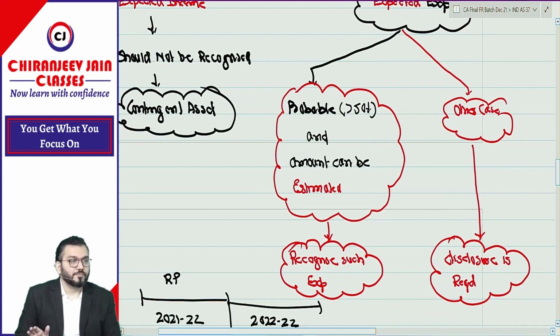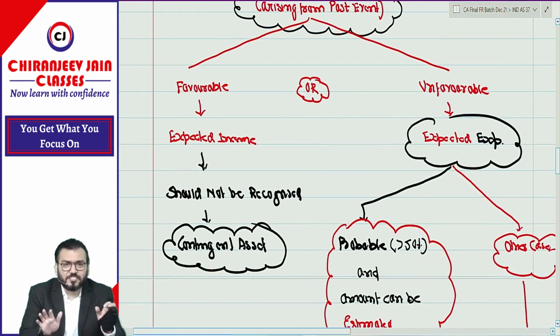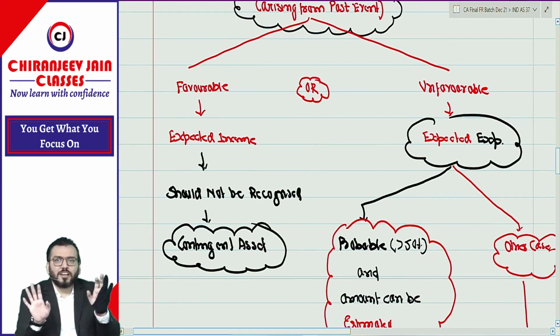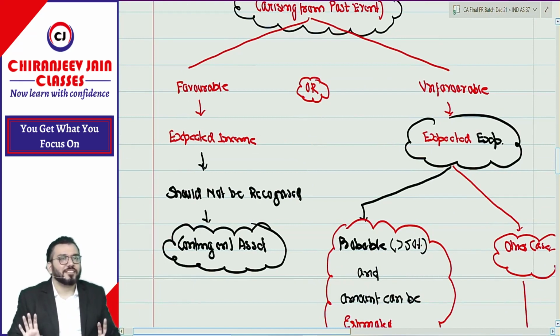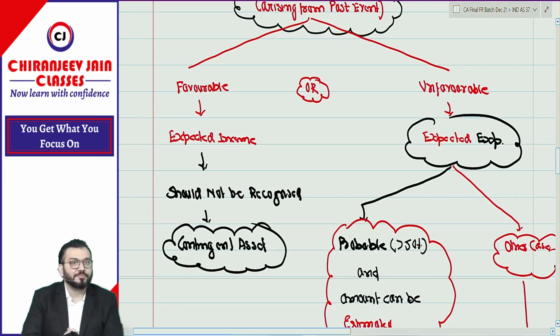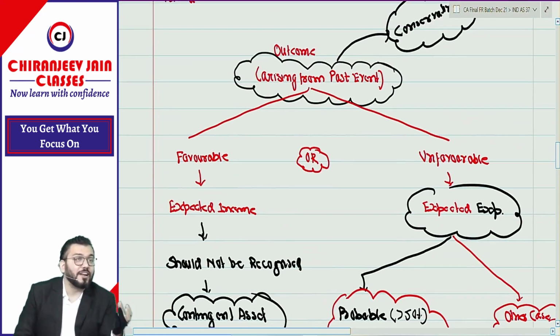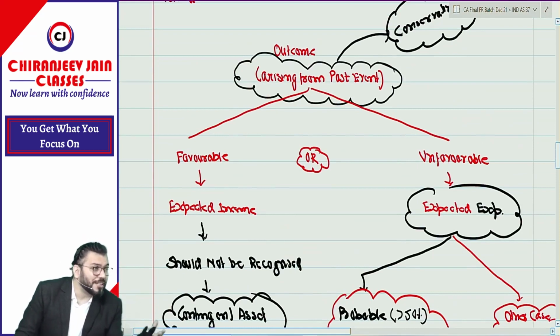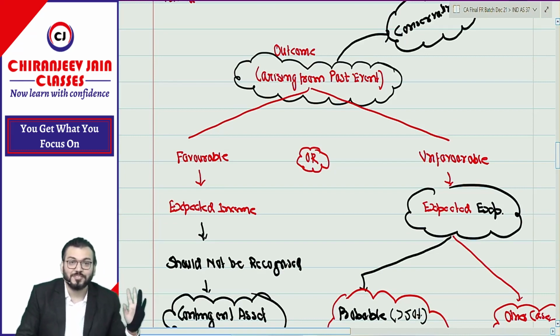Have you understood? I think a better picture is right now in your mind. Now whatever I will ask, you will be able to answer, if you have this picture in your mind. So can I say, first you need to find out what can be the outcome. Outcome can be favorable or unfavorable. Favorable, do not recognize. Unfavorable, you need to find out whether it is probable and the amount can be estimated. If yes, recognize. If no, disclose.